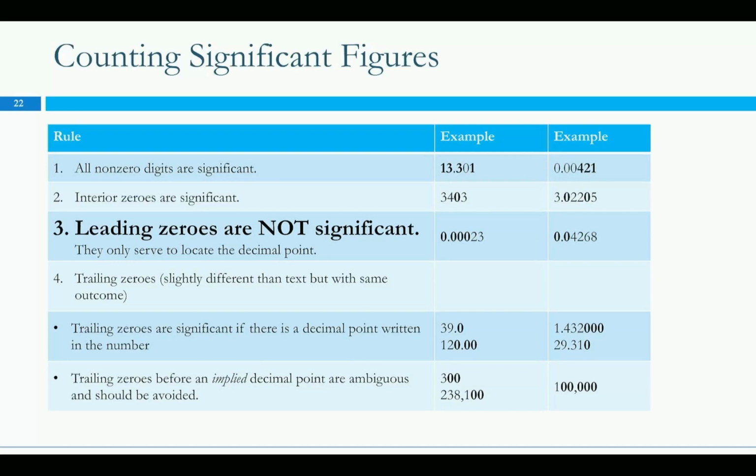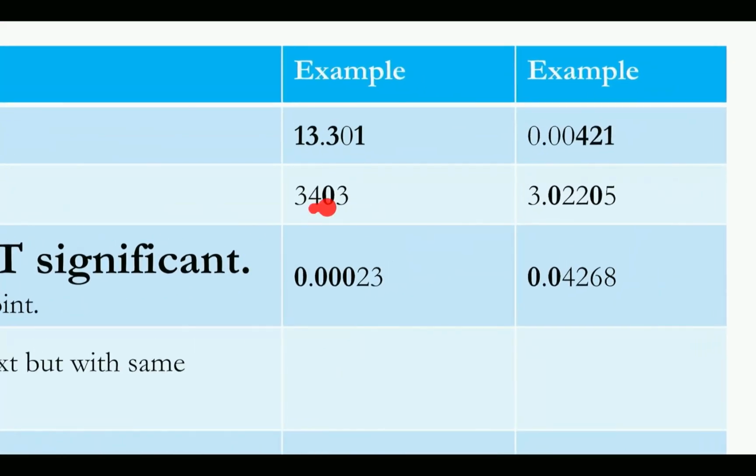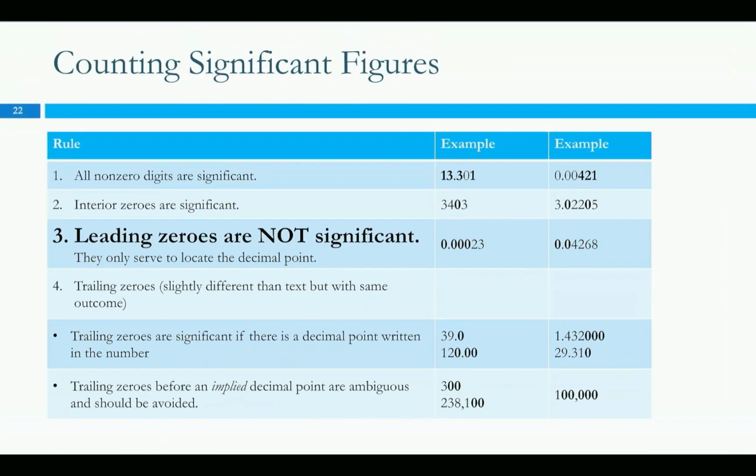So all non-zero digits are significant. It's one of the few alwayses that you get in a chemistry class. All non-zero digits are significant. Interior zeros are significant. They're in between two non-zero numbers, so the 0 here between the 3 and the 4, or the zeros here between those other non-zero numbers. Those are the easy ones. Actually, I think this next one's easy also.